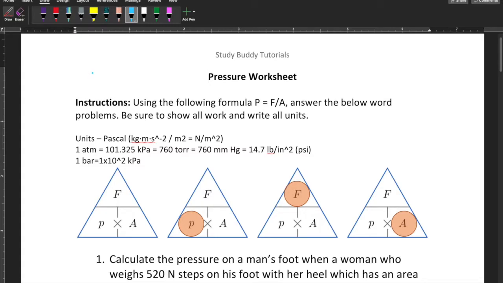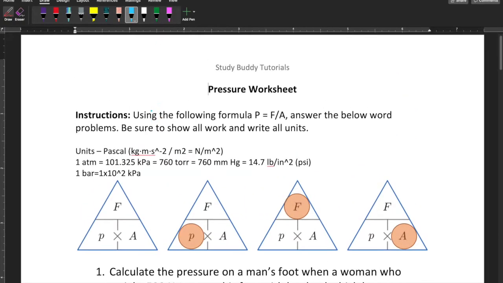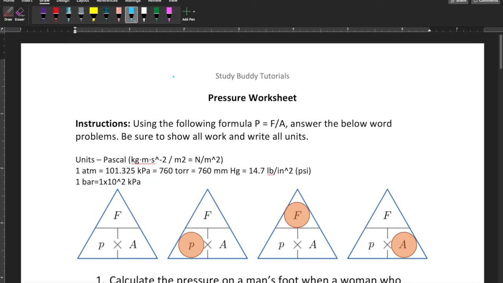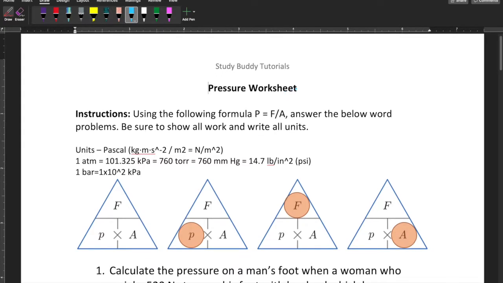So in this video we'll be doing a practice worksheet, as you can see below, and just a heads up, we'll split this worksheet into 2 videos. The first video will do 5 problems, and the other video will do 5 problems. So in this video we're doing the first 5 problems, and let's get started.